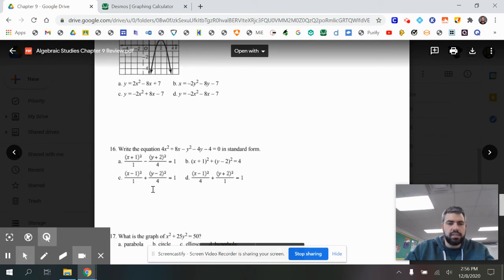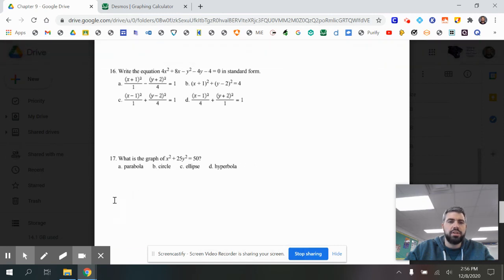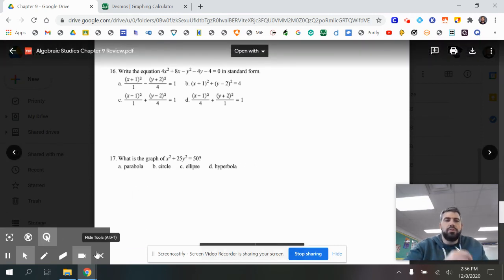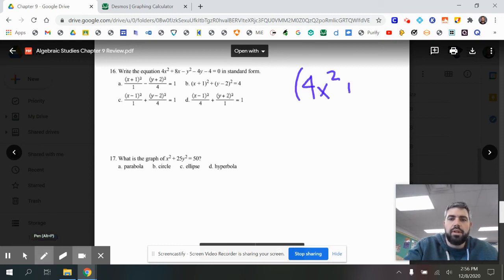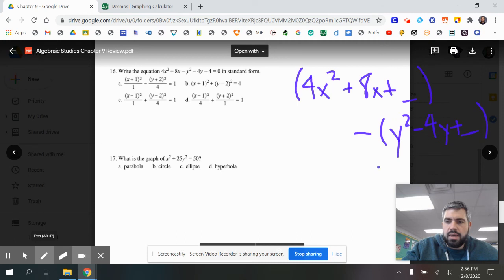All right, let's look at 16. It says to write the equation in standard form. Okay, so again, what we're going to do for a problem like this, we pair the x's up. So 4x squared plus 8x plus blank, and then it's minus, in parentheses, y squared minus 4y plus blank, and then it's going to be equal to 4.